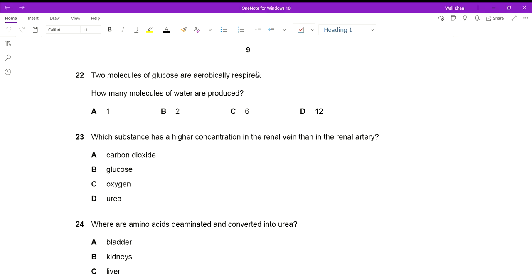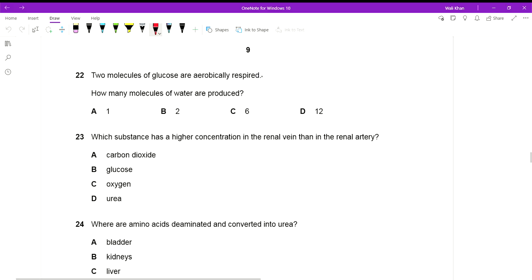Question number 22. Two molecules of glucose are aerobically respired. How many molecules of water are produced? Option A 1, B 2, C 6, D 12. So, how many molecules of water are produced?